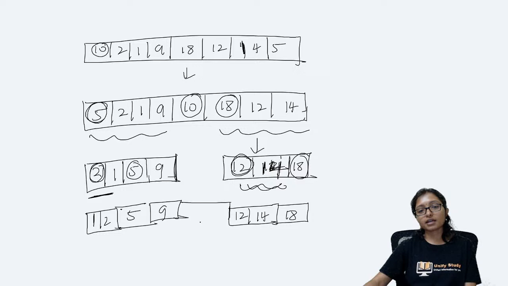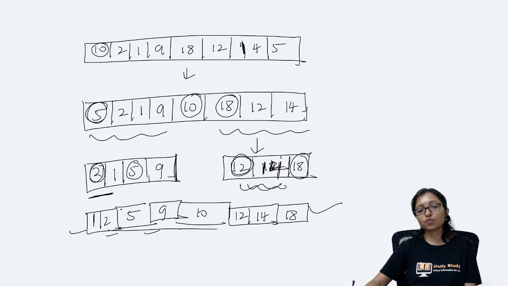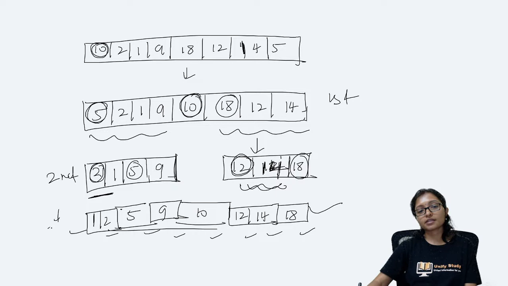And the 10 was here, I got it. So it is your final array. Got it? It is your final array: 1, 2, 5, 9, 10, 12, 14, 18. Just we are doing in this way. Pivot element, take the first element. This is your first step, this is your second step, and ultimately this is your third step. This is the way how it will be going on.